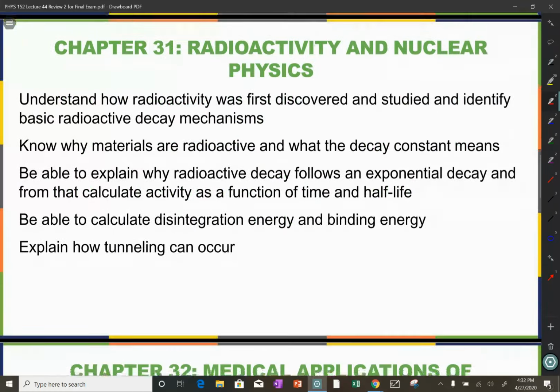Chapter 31 was radioactivity and nuclear physics. So this is where we learned about radioactive decay. So you need to be able to describe what's going on with alpha, beta, gamma decays. Make sure that you can relate half-life to decay constant, understand why we have an exponential decay, calculate the disintegration energy and binding energies.